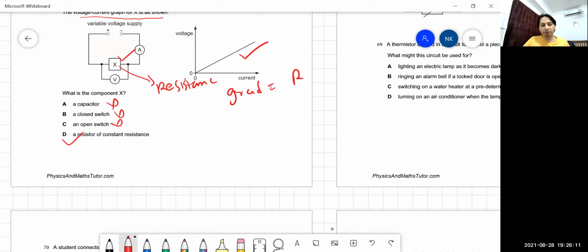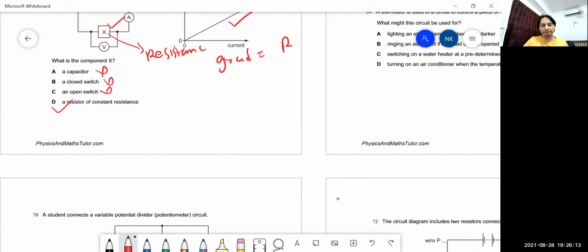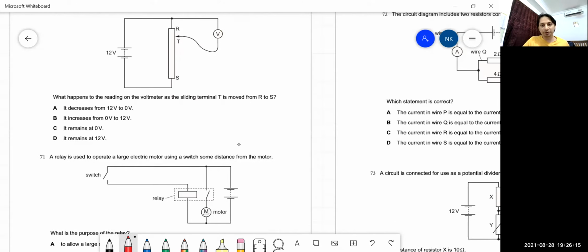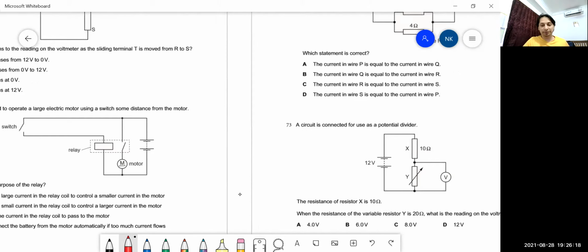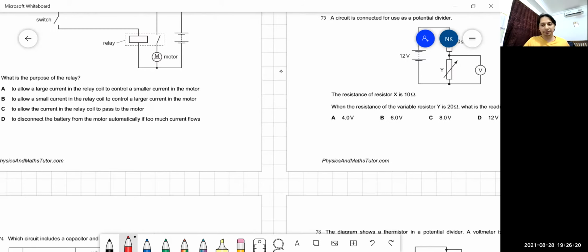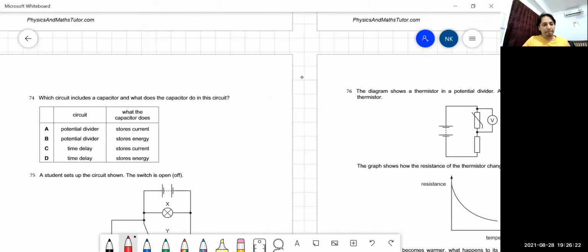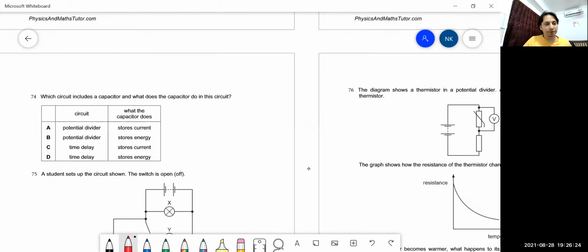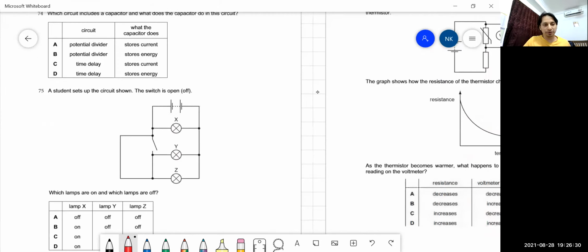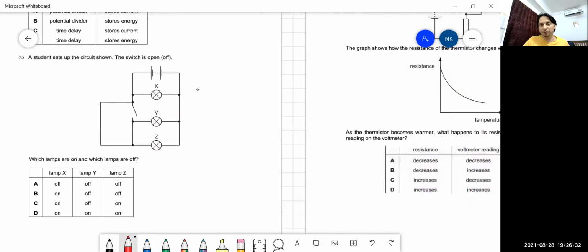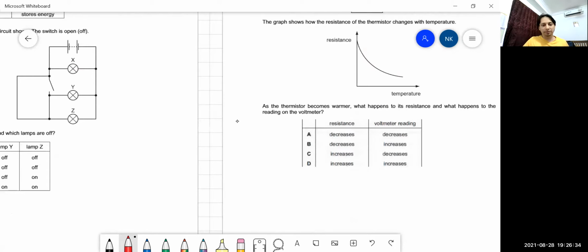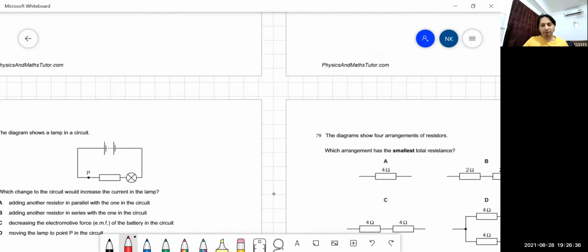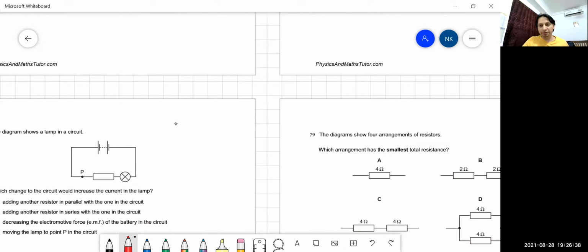Next question, let me find out. There are many questions in this worksheet. Just a few more questions I want to discuss. Which circuit includes a capacitor? No, I'm not going to discuss the capacitor questions. We are going to discuss 75, I want to skip, and not this one. 79, let me check 79.